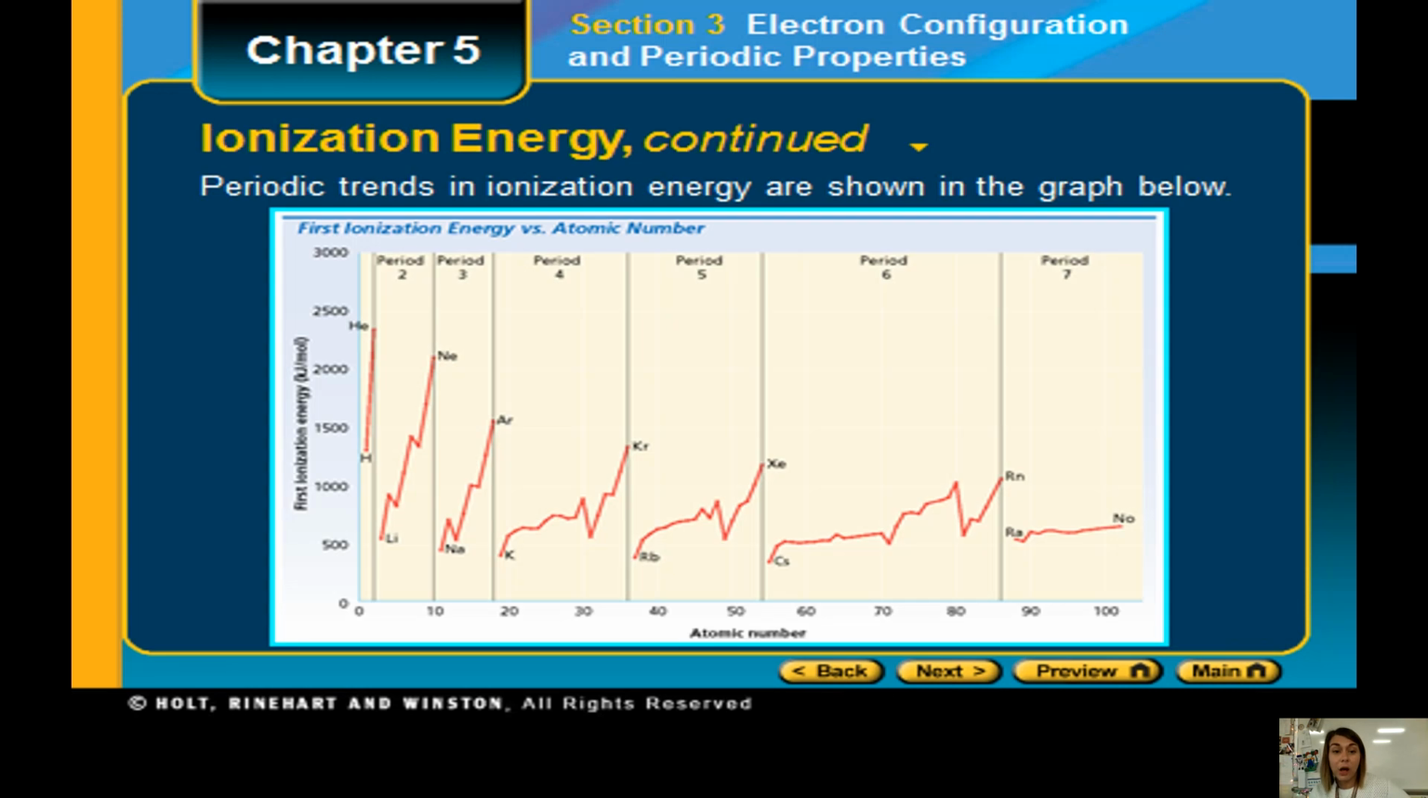And then as you go across, all the way from lithium to neon, ionization energy goes up. But as you go down each period, each row, the ionization energy is lower. Okay, so that just backs up what we just said.